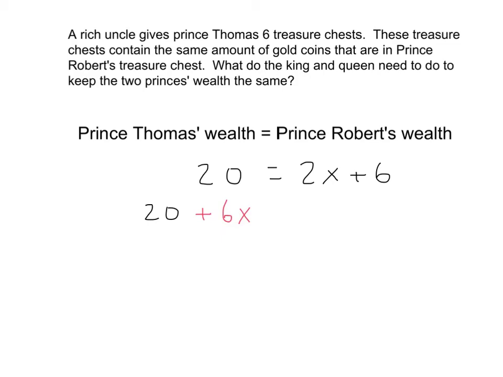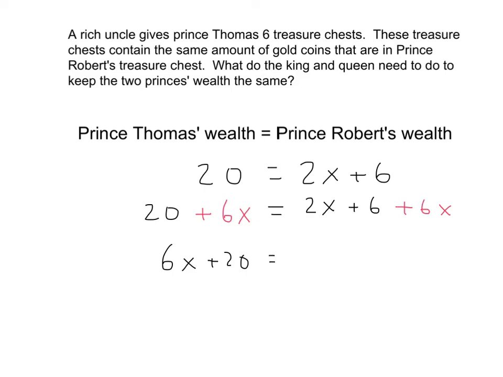If we want Prince Robert's wealth to still be equal to Prince Thomas's, then we're going to have to give Prince Robert also 6 treasure chests, sorry. So we have to add 6 treasure chests over here. Let's see what we have. Prince Thomas has 20 plus 6x, and we can also write that as 6x plus 20.